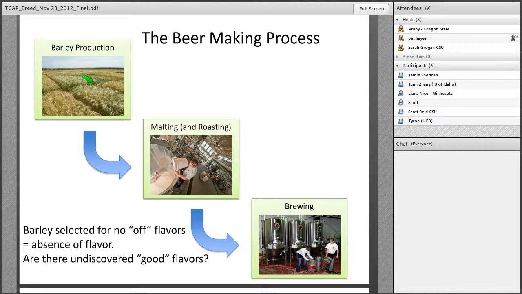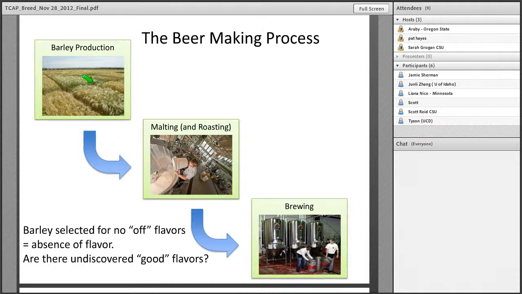Now, I'm sure that many of you are very familiar with the beer making process, but just so that we're on the same page, I'm going to go over how to make beer very quickly.